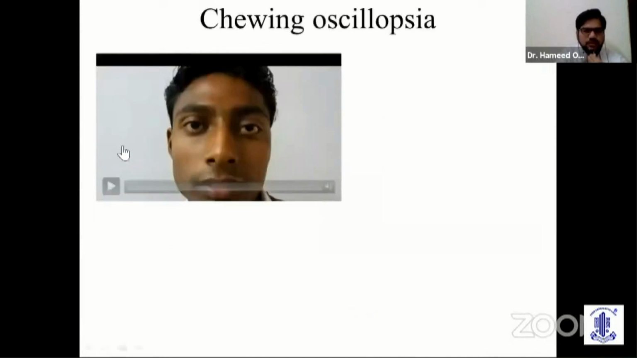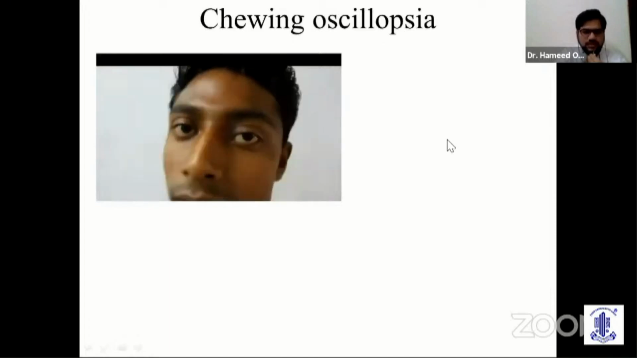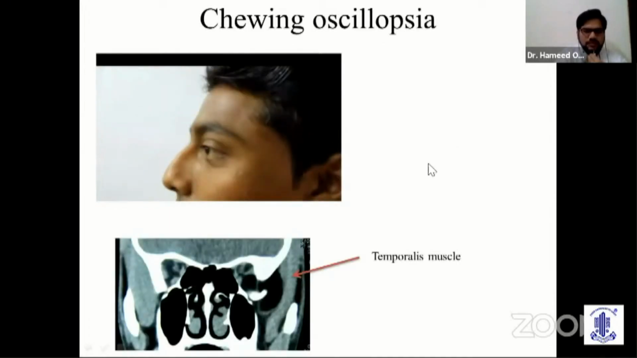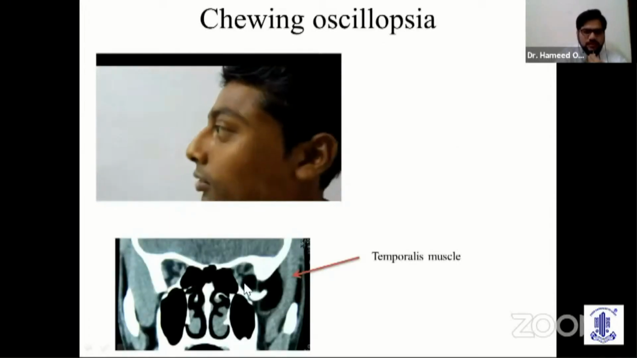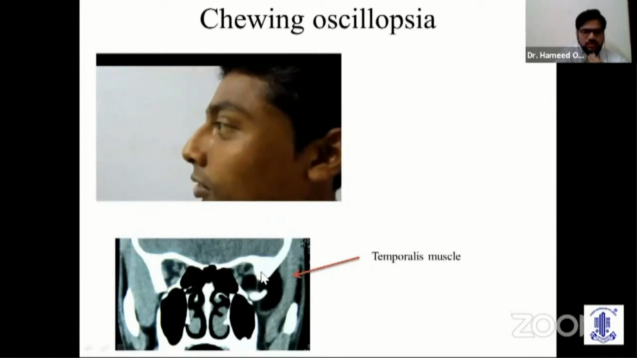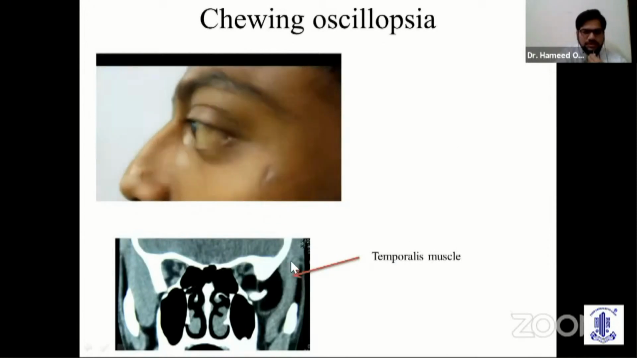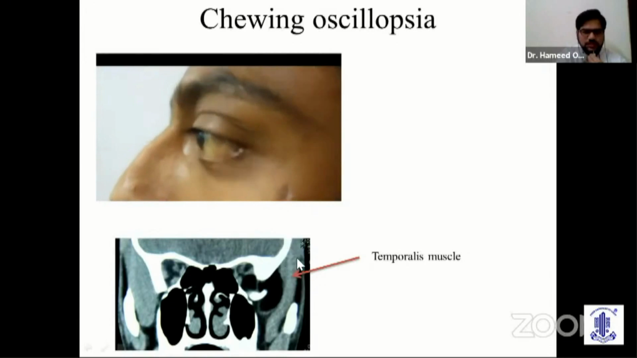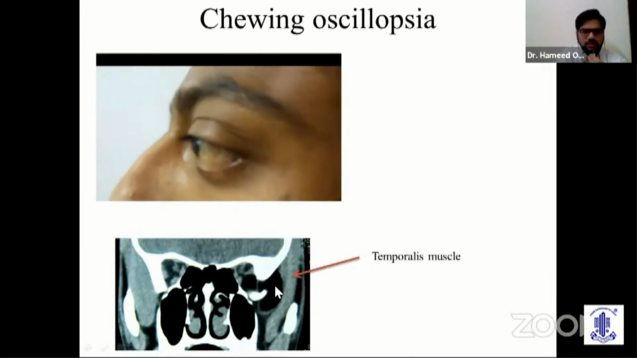Then very rarely you may come across something called chewing oscillopsia. This is a case of a dumbbell dermoid in which you can see there's an extraorbital component as well as an intraorbital component. Whenever the patient is chewing, there's a contraction of the temporalis muscle pushing the extraorbital component into the intraorbital component and causing chewing oscillopsia. Chewing oscillopsia can also be seen in extensive removal of the lateral orbital wall as well.